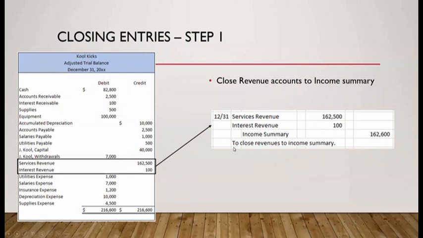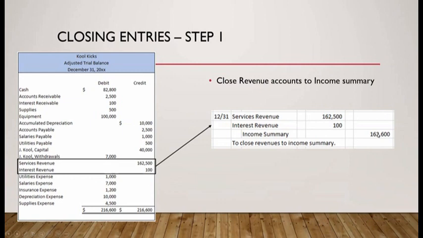So we debit service revenue for the 162.5, and that's going to make that zero. And then we debit interest revenue for the 100, and that's going to make that one zero. And we dump all of it into income summary by crediting the income summary account.